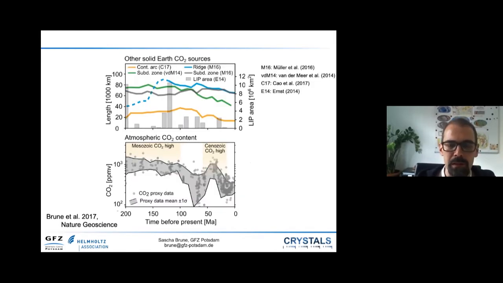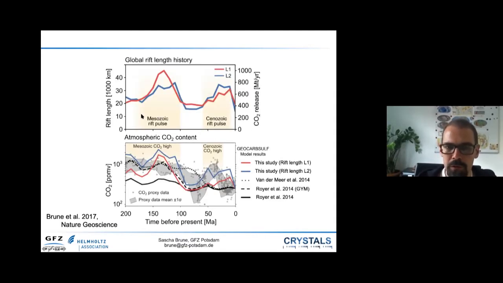there's one slide missing. So if I say that all of these components have the same CO2 output, so that every kilometer of subduction zone has the same output as the rift, the same impact, then we get to an averaging of the curve and essentially to a mix of these curves that shows still a Mesozoic CO2 high, a low here, and a Cenozoic CO2 high over there.